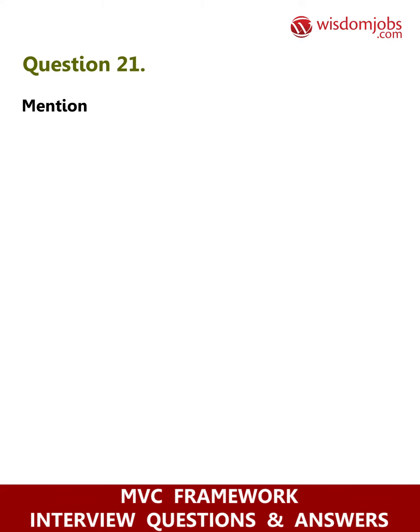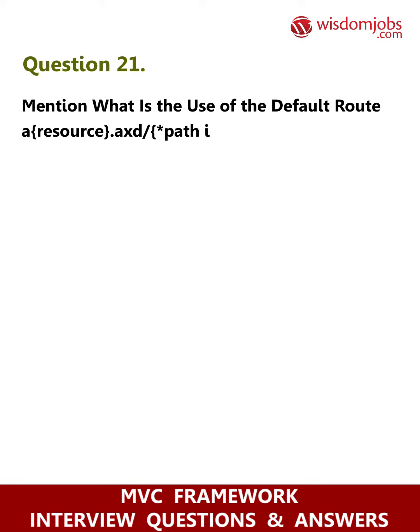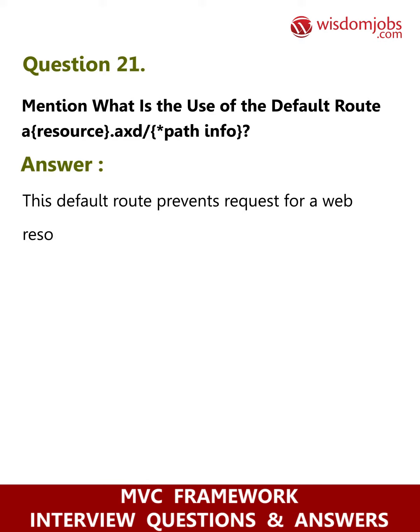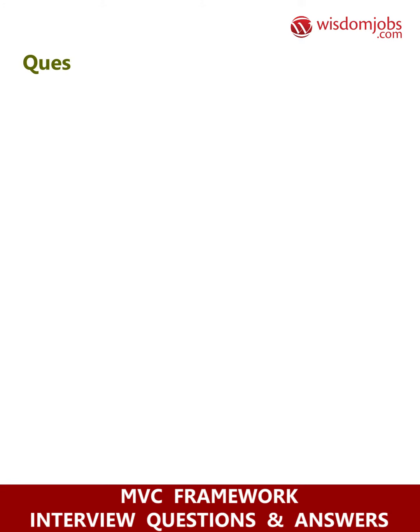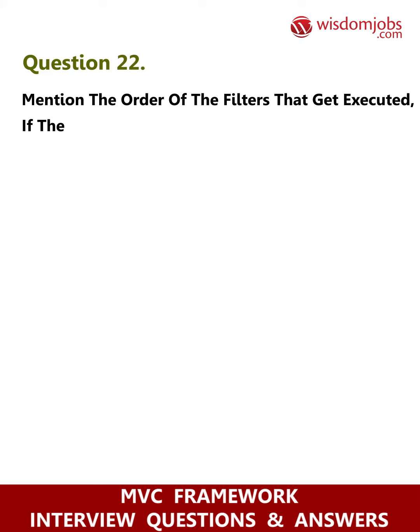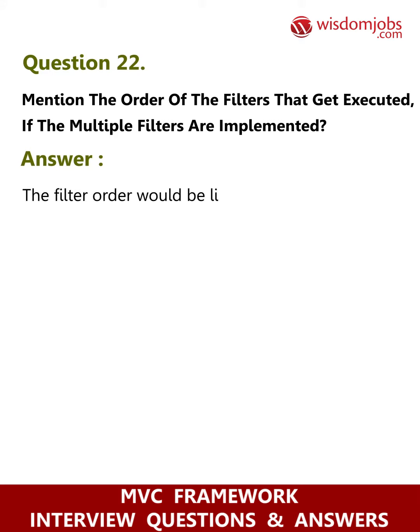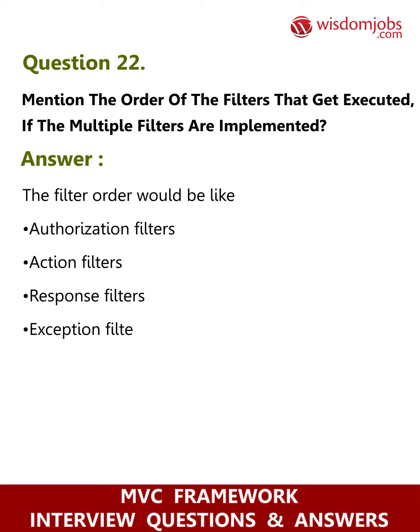Question 21. Mention what is the use of the default route {resource}.axd/{*pathInfo}. Answer. This default route prevents requests for a web resource file such as WebResource.axd or ScriptResource.axd from being passed to the controller. Question 22. Mention the order of the filters that get executed if multiple filters are implemented. Answer. The filter order would be like authorization filters, action filters, response filters, exception filters.